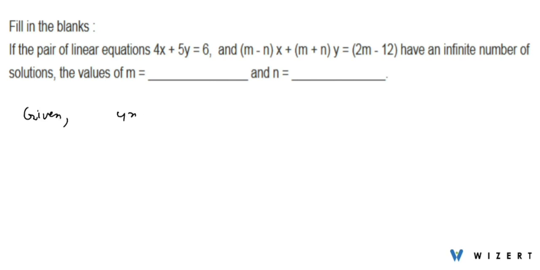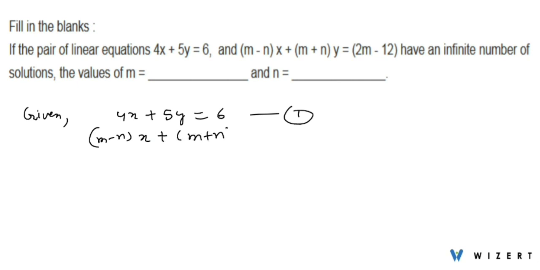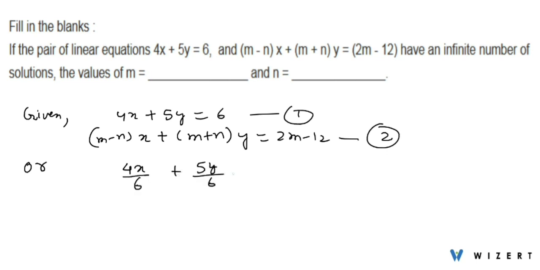So it is given that 4x plus 5y equal to 6, this is the first equation, and (m minus n) whole x plus (m plus n) whole y is 2m minus 12. Let this be the second equation, or we can write it like this also. If we divide the first equation by 6, this can be written as this. So this becomes a new equation, let's say third.